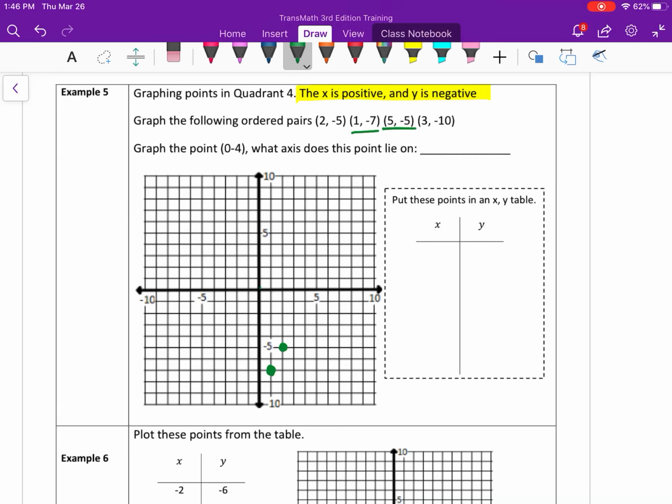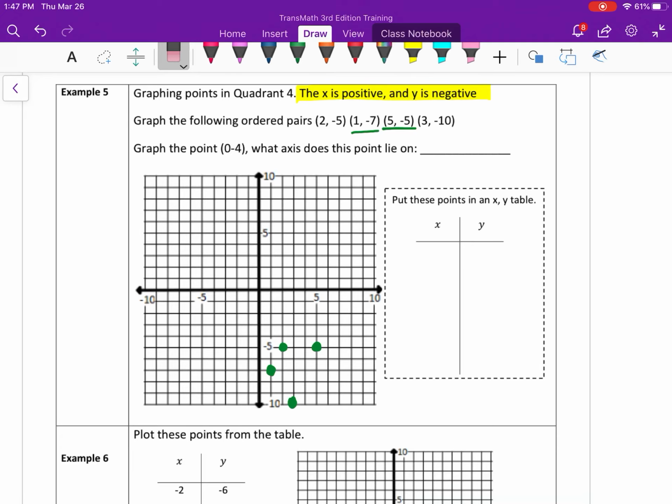5, negative 5, go to positive 5 on the x, then down to negative 5 on the y, and it's right there. 3, negative 10, go to positive 3 on the x, then down to negative 10 on the y, so down here, 3, negative 10.